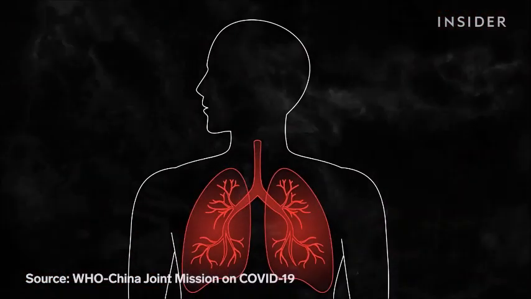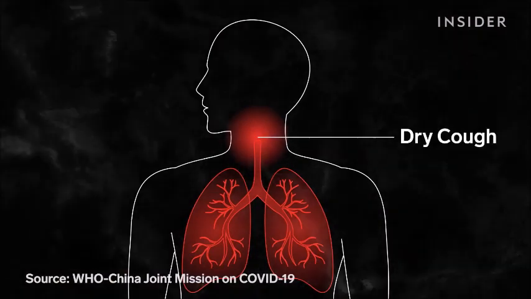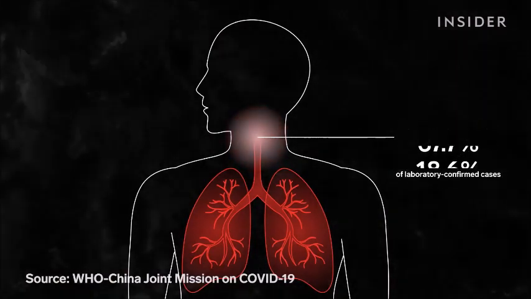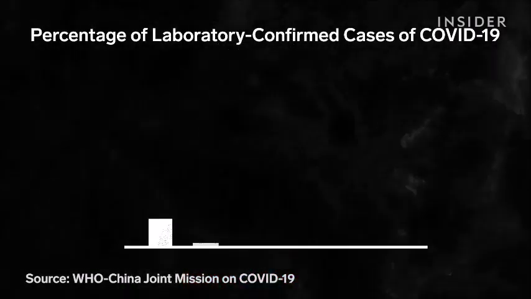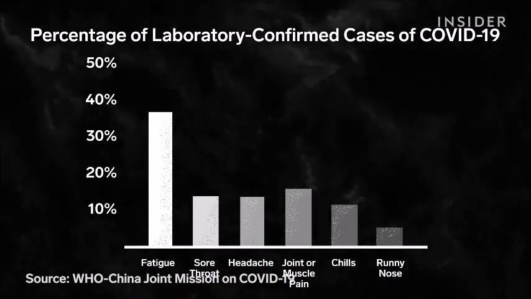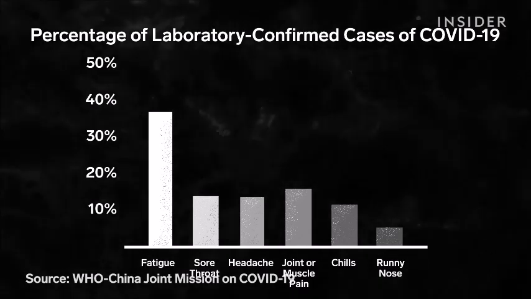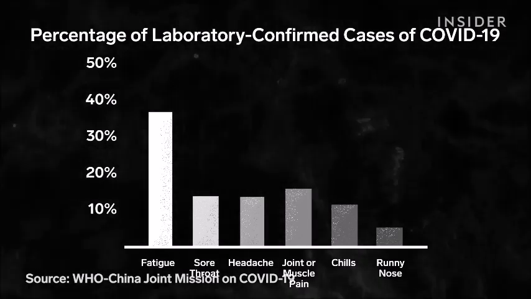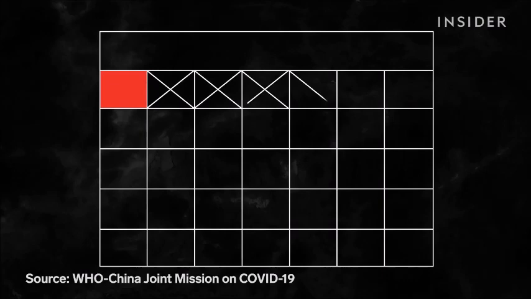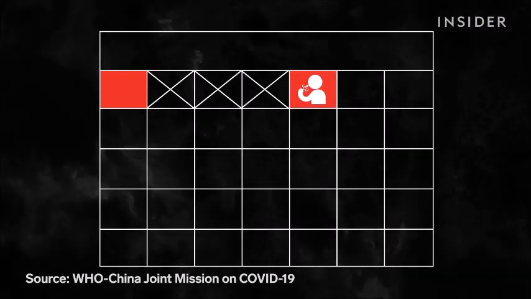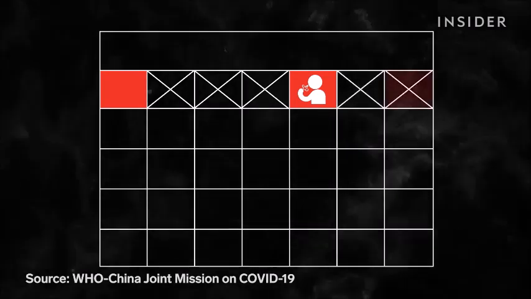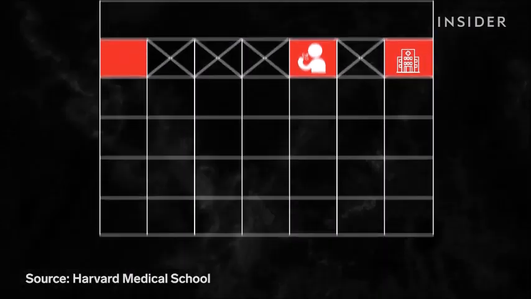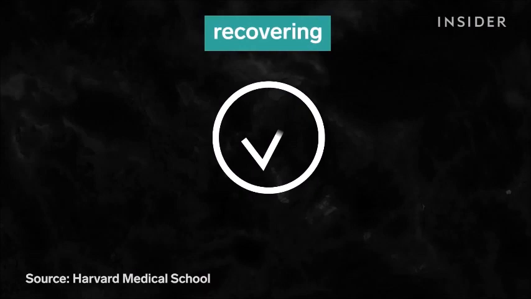And inflammation might explain why a dry cough is one of the most common symptoms. Same goes for shortness of breath and phlegm production. Other symptoms that can appear around this time are fatigue, sore throat, headache, joint or muscle pain, chills, and a runny nose. By day 5, patients with pre-existing conditions might find that they have trouble breathing, and it usually takes about 7 days for a person to go to a hospital. Mild cases, though, usually clear up by this time.